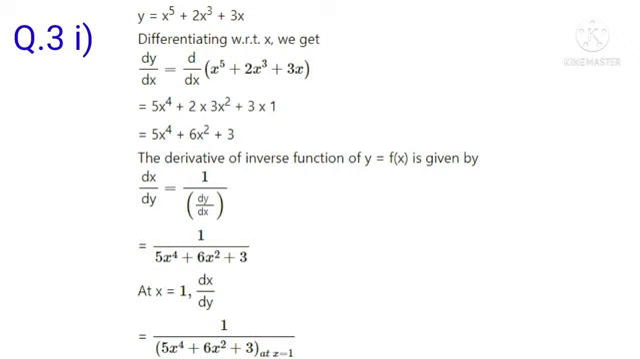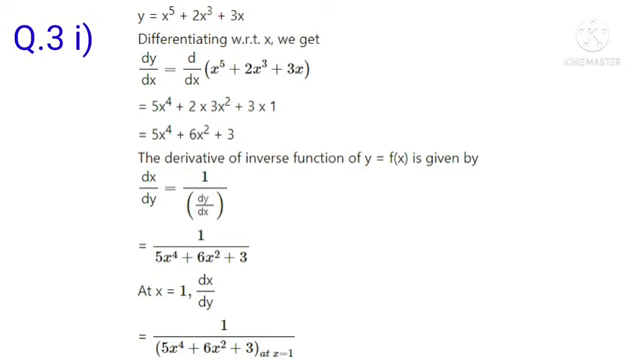Now we have to find the derivative of the inverse function of y is equal to f of x. We write dx by dy is equal to 1 upon dy by dx. So put the value of dy by dx we calculated above: it is equal to 1 upon 5x raised to 4 plus 6x square plus 3. This is the derivative we get.